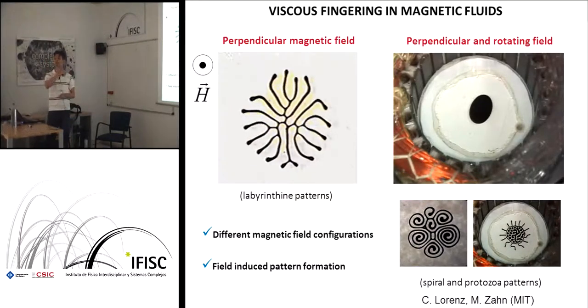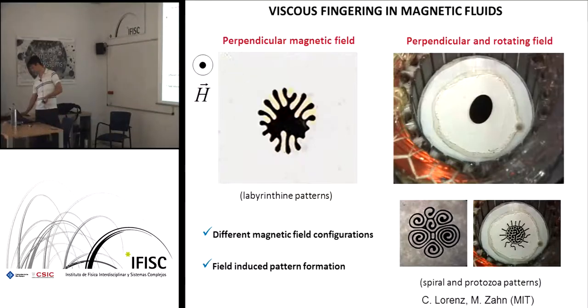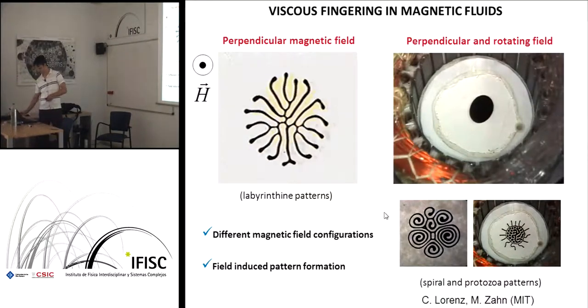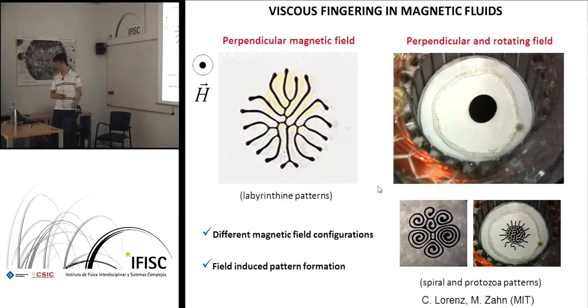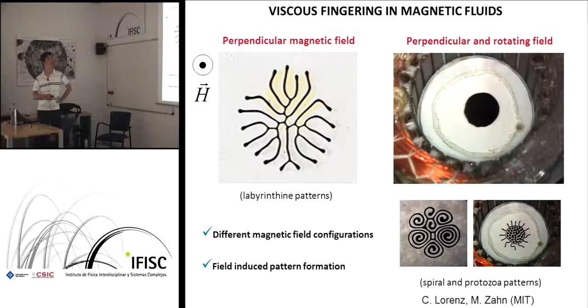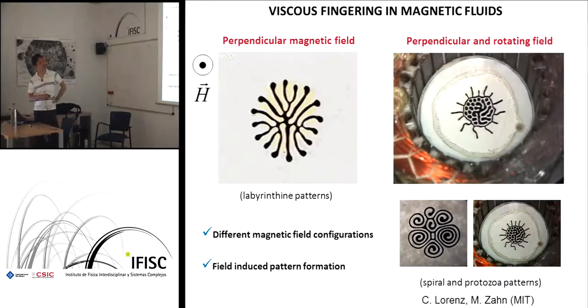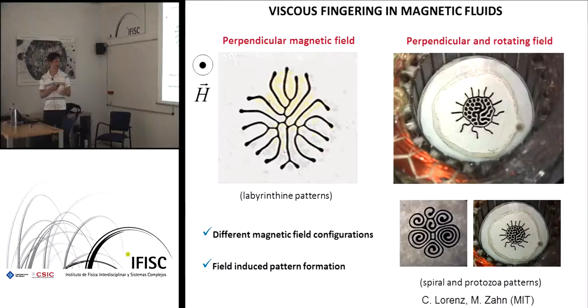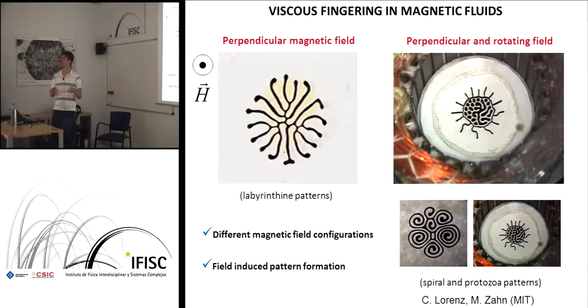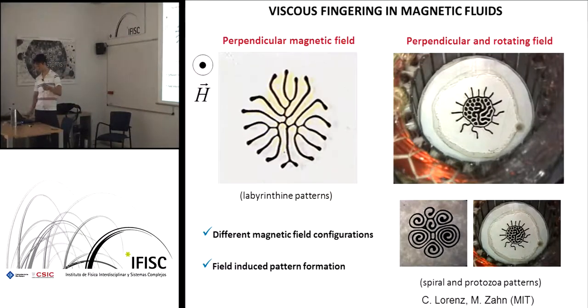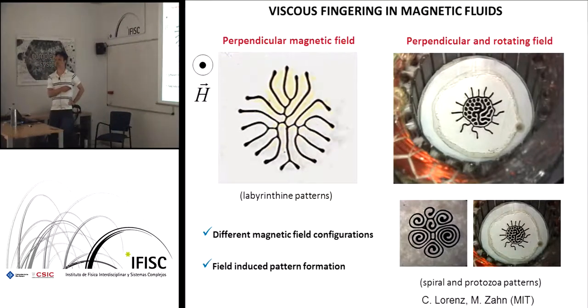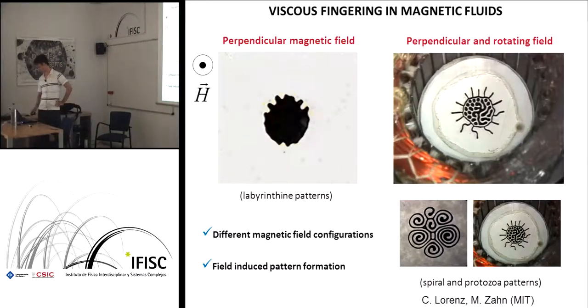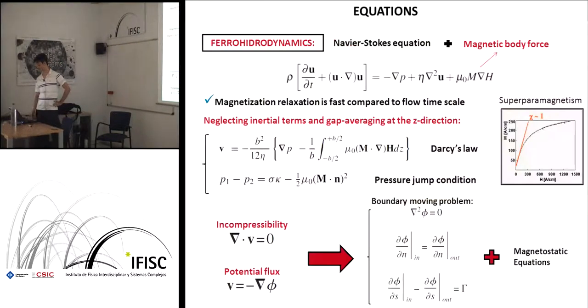Now if you invert the order, you first apply the rotating field and then the perpendicular, something quite different happens. And now they will apply the perpendicular. So you have some instability at the interface. There is a topological change in the droplet. It breaks into several islands. And the explanation is that energetically, it's more favorable to break into islands than to continue with a big domain. This is not completely understood, but you can do some calculations to show that this is a minimization of magnetic energy.